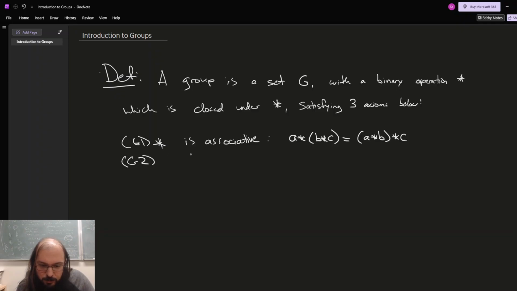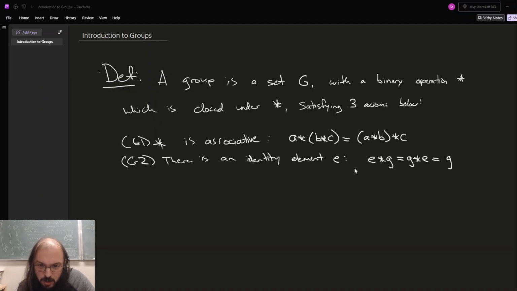Axiom G2 says that there is a neutral element, sometimes called an identity element, which is denoted by E. An identity element means that no matter what G you pick in the group capital G, this acts by doing absolutely nothing. So in other words, if you're thinking of this as multiplication, then E is playing the role of our traditional multiplication by 1.